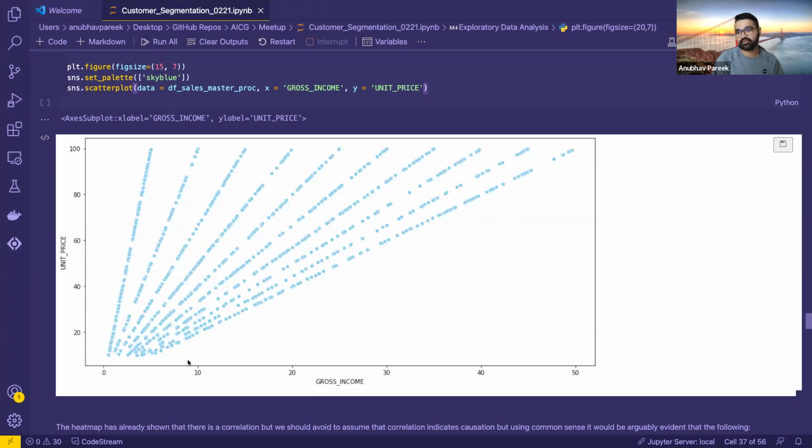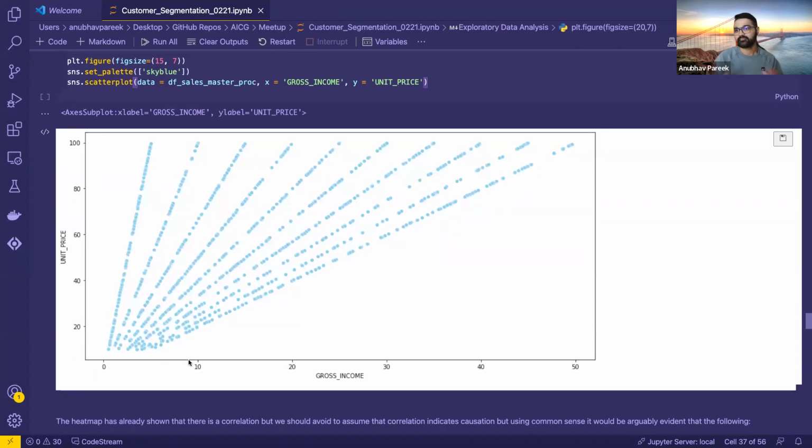Which is again linked with higher income customers being more likely to buy products with higher unit price. Just another way to look at it.